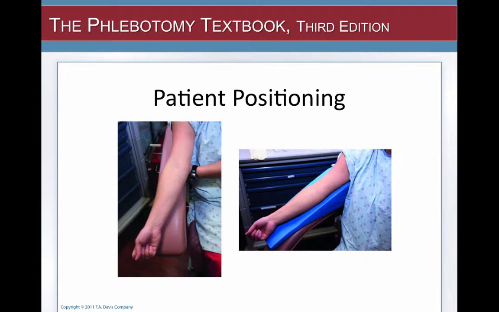Here's an example of a patient, an outpatient. They're sitting with their arm angled downwards. You can see that here. And here they're using a foam rest that they can put underneath their arm that helps them position their arm more comfortably for you to do the drawing.